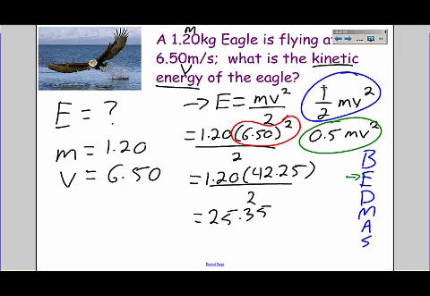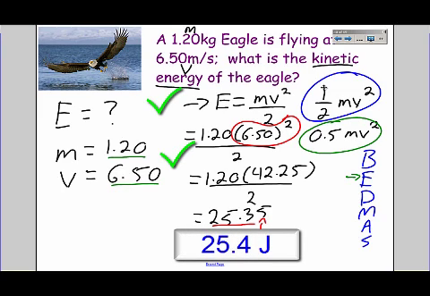Now, this isn't our final answer yet. We need to change this into significant digits. We started off, we have 3 digits that are significant with our mass. We also have 3 numbers that are significant with our speed. So our answer can only have 3 significant digits. Okay, so the 2, the 5, and the 3. Now, our next number here is 5, so we're going to round our 3 up to a 4. So our final answer here is going to be 25.4 with our units, which are joules.